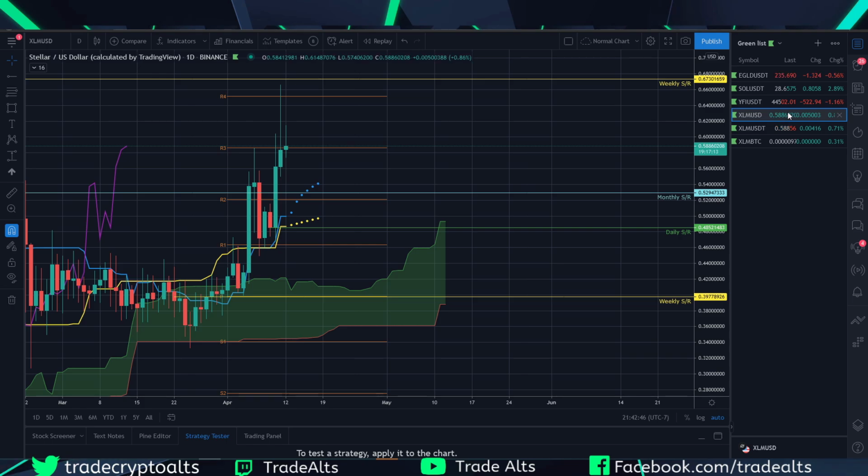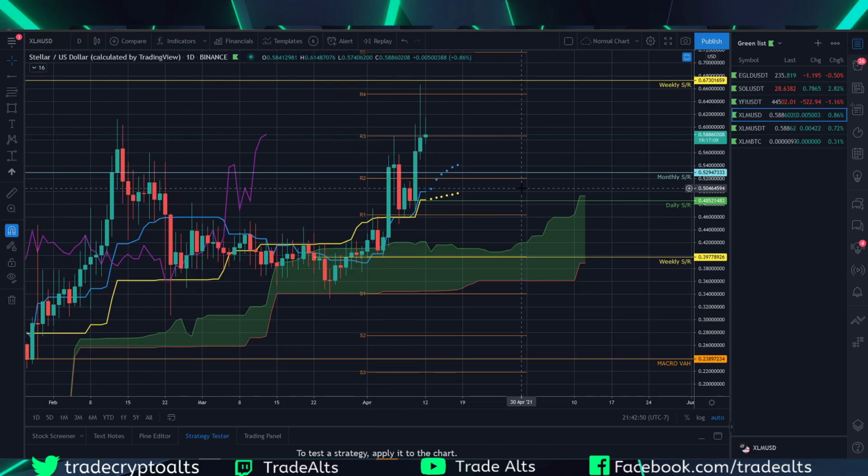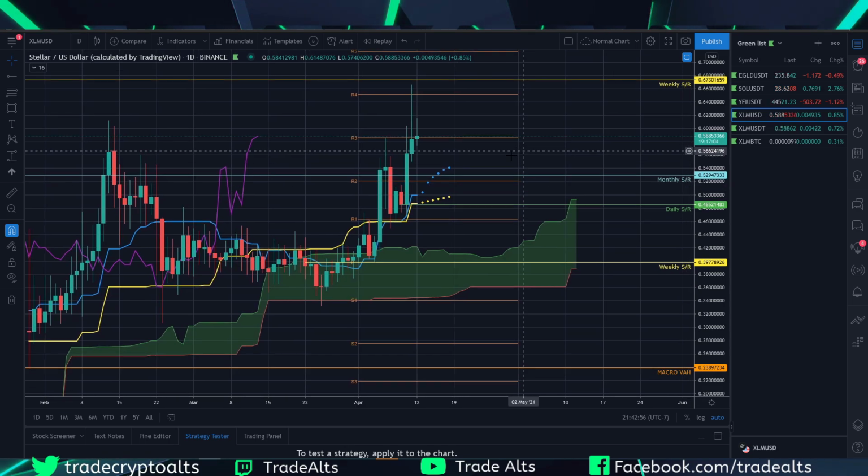XLM, this was another Discord request. So was YFI. So I do want to go over that, and this is the reason why I'm using this. I hate these charts, by the way, but it's calculated by TradingView. So it's Stellar versus US dollar, a lot of crazy wicks.